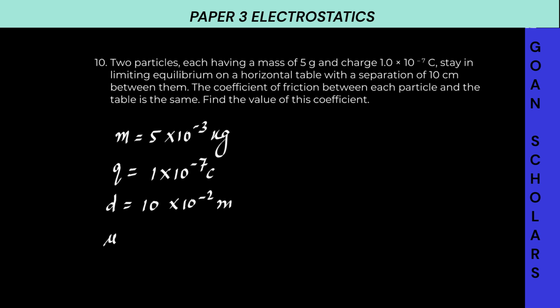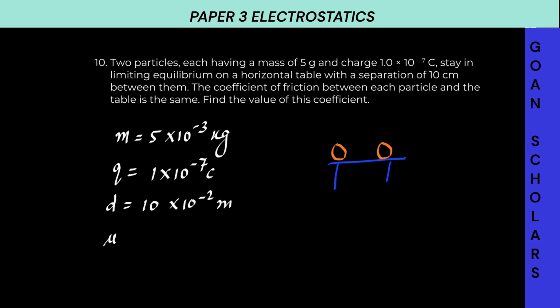If you remember, coefficient of friction from 11th standard is mu. Let me explain the situation. Let's say this is a horizontal table, and on this table I am placing two charges. Let's say this is charged object 1, this is charged object B, each having the same charge and same mass. M is given and Q is given. If the charges are same, will they attract or repel? Obviously they will repel each other, but they are not going anywhere because there is a limiting equilibrium.